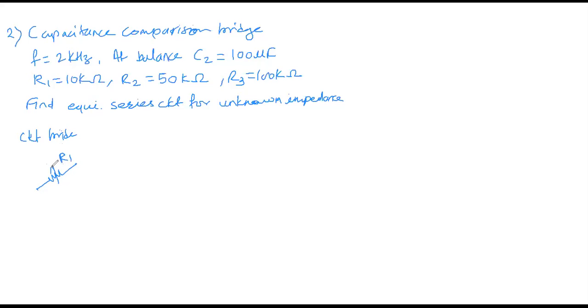First arm is purely resistive. Second arm is again resistive. In the third arm, what do we have? Capacitor is in series with resistor. And again in the fourth arm, we have capacitor CX in series with resistor RX. Okay, so this is C3 and this is R3. Then don't forget to apply the power supply, draw the detector. This is our circuit diagram. Okay, so write all the given things.